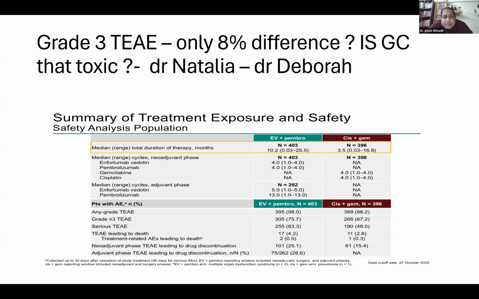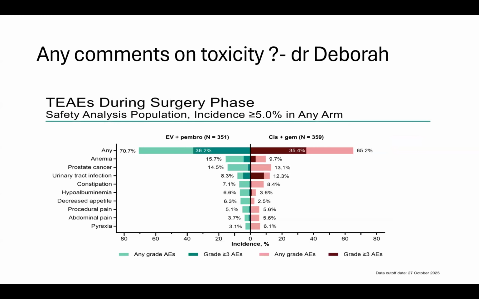Dr. Deborah, looking at the toxicity, there is almost a 7-8% difference in the toxicity. But do you think the GC is that toxic in the real world? Not really, but I think that EV Pembro is really not terrible, especially for a short duration of treatment. So this is something which we're now learning to manage. We've had experience now in the metastatic setting, so I think we are getting used to managing and offsetting the toxicities of EV Pembro.